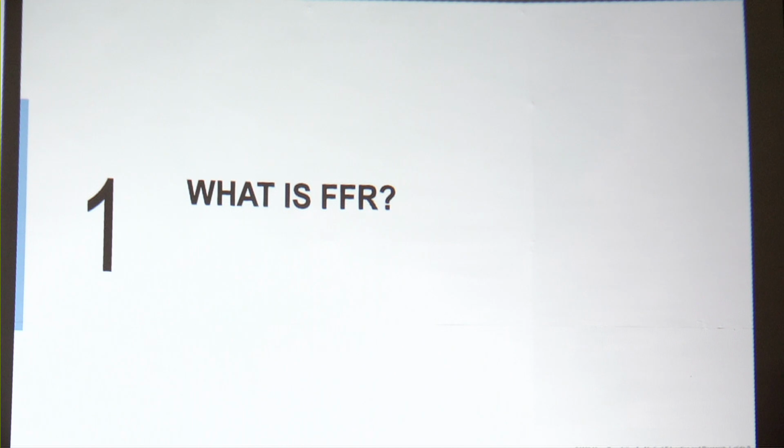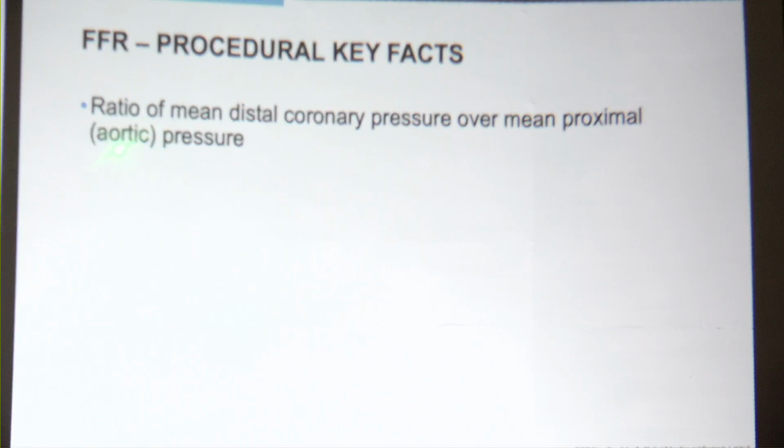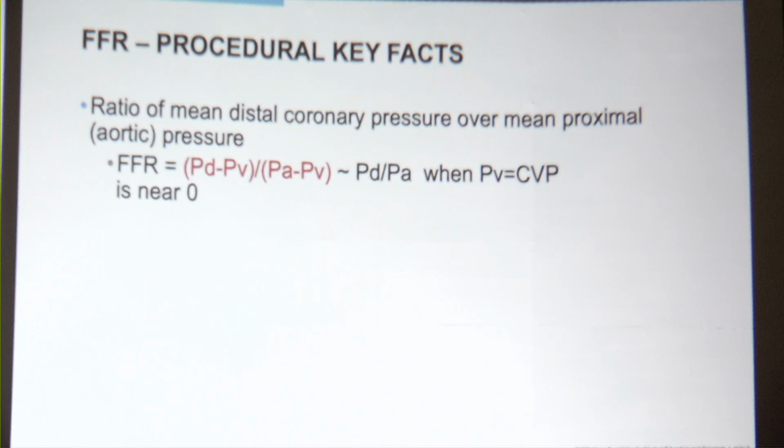What is FFR? I certainly don't want to insult anyone's knowledge or intelligence, but it's an important question. It's the ratio of mean distal pressure to mean proximal pressure. Well, we know that, but the issue is that the actual equation involves venous pressure. If we don't think about that in our routine practice, it may be one of the reasons we get spurious results in some patients. It's been equated to PD over PA because the vast majority of PCI patients have normal or near normal venous pressure. So be aware of that as one of the reasons you might be getting inaccurate numbers.